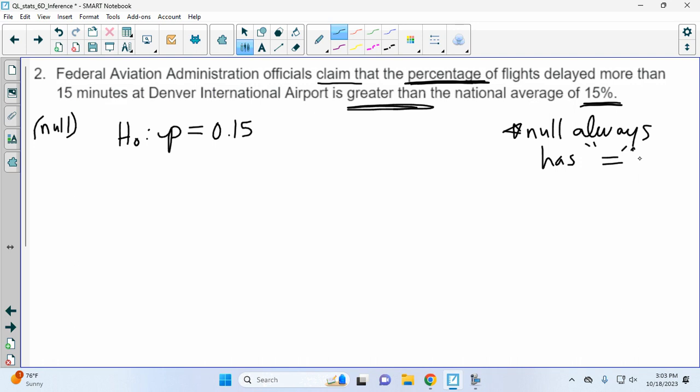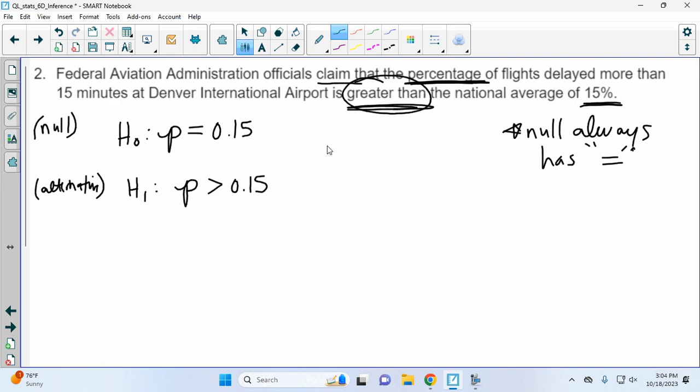Okay. The alternative hypothesis is often denoted with an H sub 1, and it is that the percent P is, in this case, greater than 0.15. The alternative will never have the equal in it. It's always either greater than or less than or not equal.